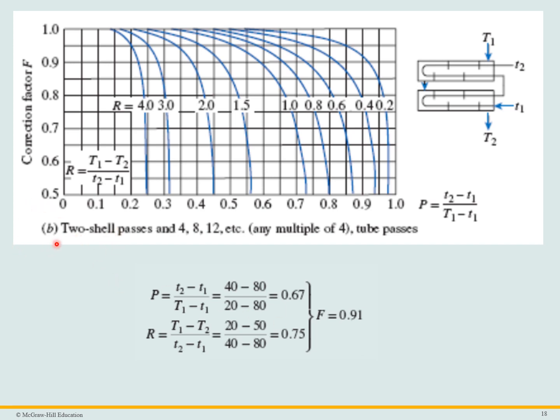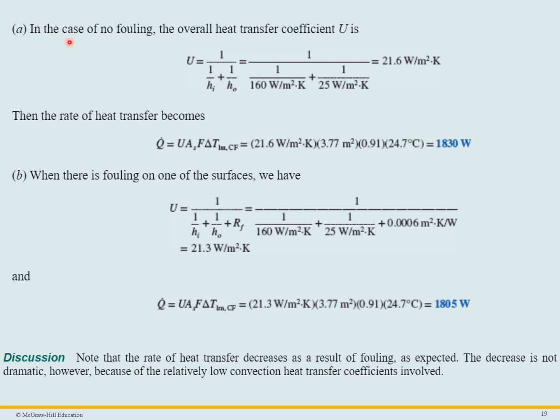The key thing here is make sure you're using the right chart. So there's a 2 shell pass and 4, 8, or 12 tube passes. So you have to pay attention to the problem to know which of those particular 4 graphs to use. So let's take a look at the problem now that we have the information calculated.